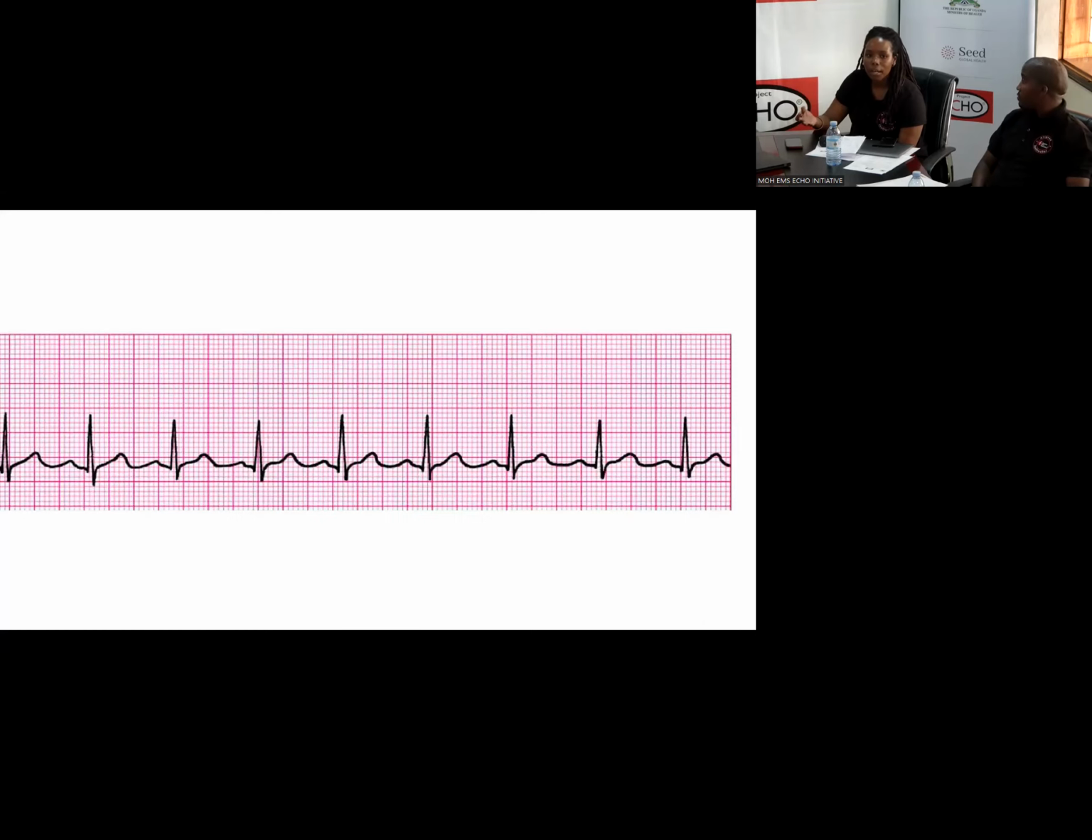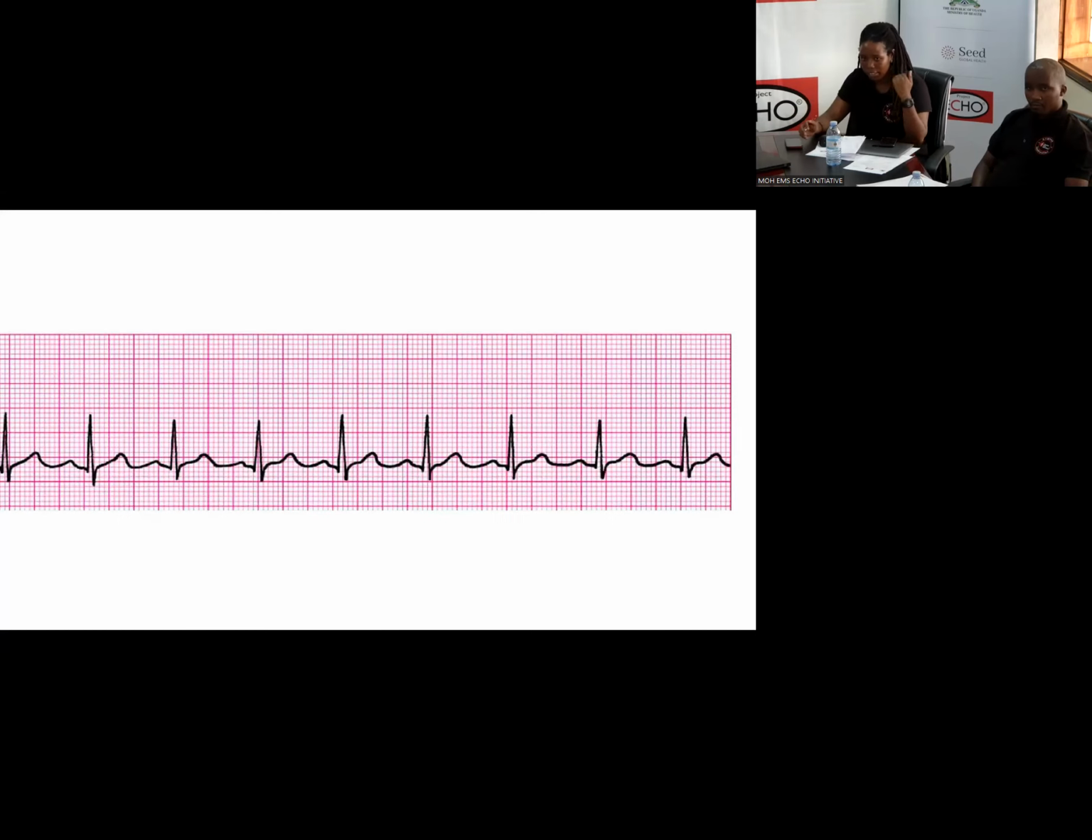So you can go and look up some strips and just practice looking at heart rate, determining if you have a normal P wave, a normal QRS wave, a normal PR interval, and that can help you learn how to read EKGs and then distinguish all the different tachyarrhythmias and bradyarrhythmias that we've learned today.